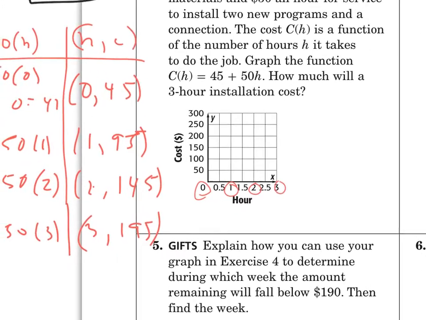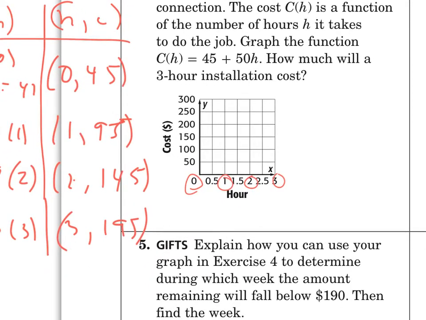So we go back over to our graph and we plot (0, 45) right in there. At 1, we're at $95. At 2, we're at $145. And at 3, we're at $195. So this would be the graph of the equation.